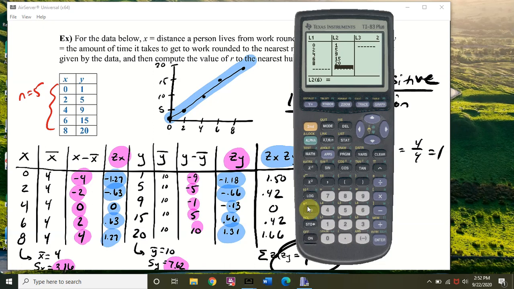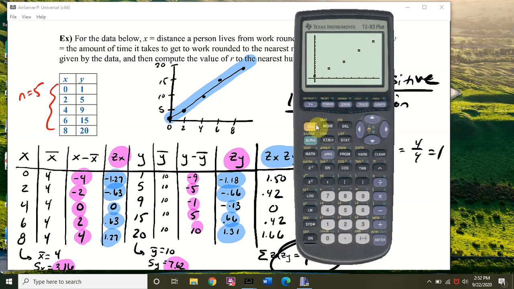Okay? And if you want to look at the scatter plot, you can go second, stat plot, turn your plot on. Then highlight the first one, which is scatter plot. X list is list 1, Y list is list 2. Then do a zoom 9 to look at the graph. And there's the scatter plot. We can see it basically looks like ours, almost a perfect straight line.